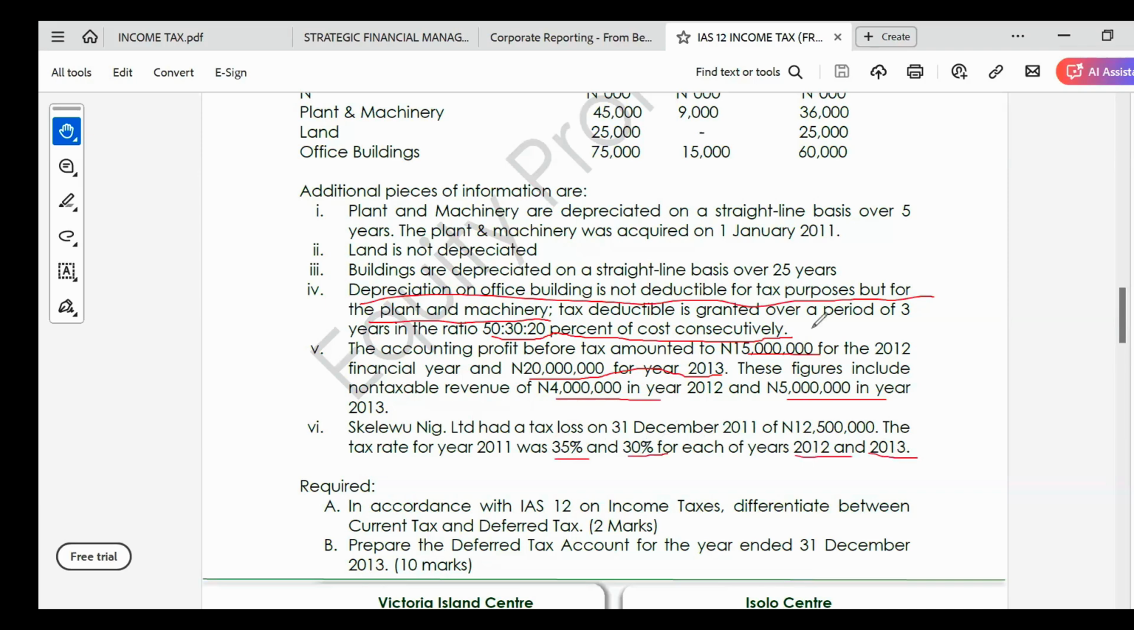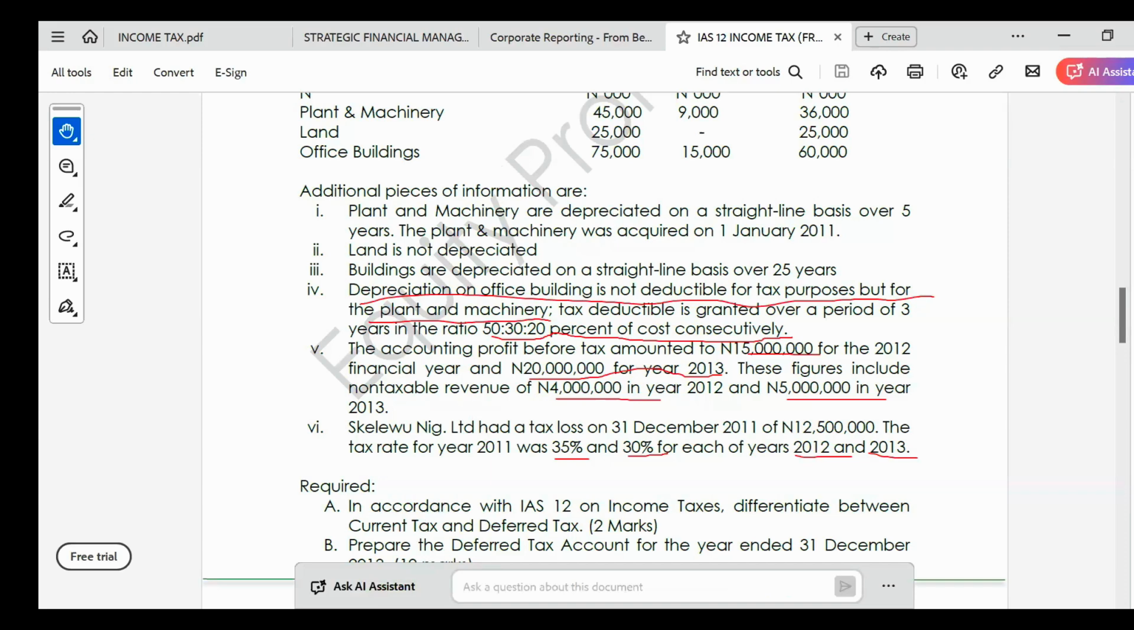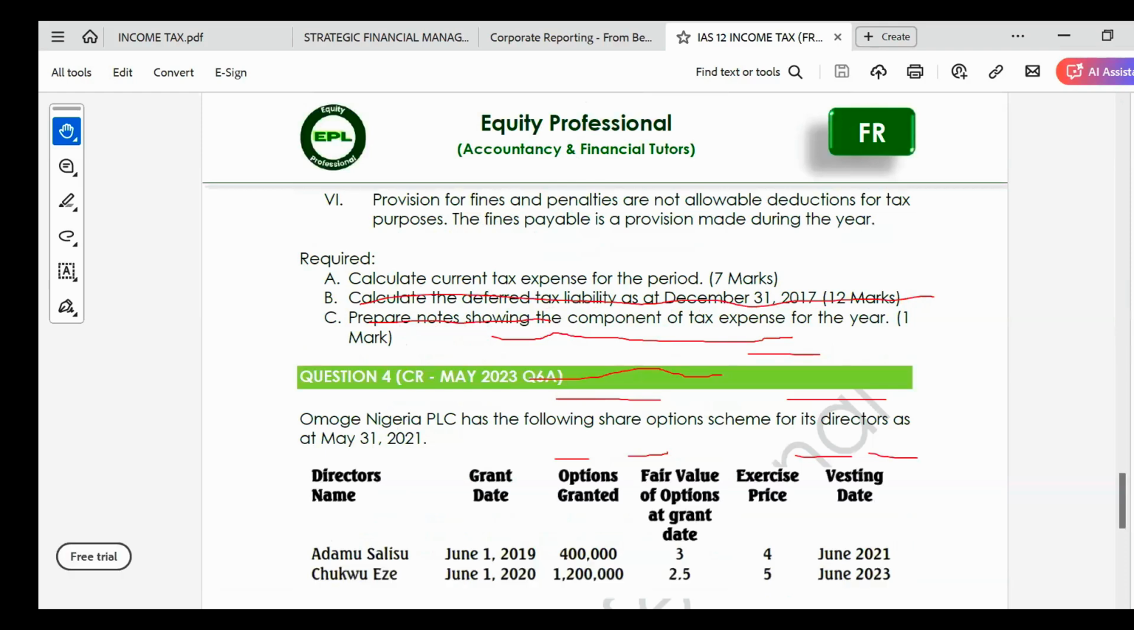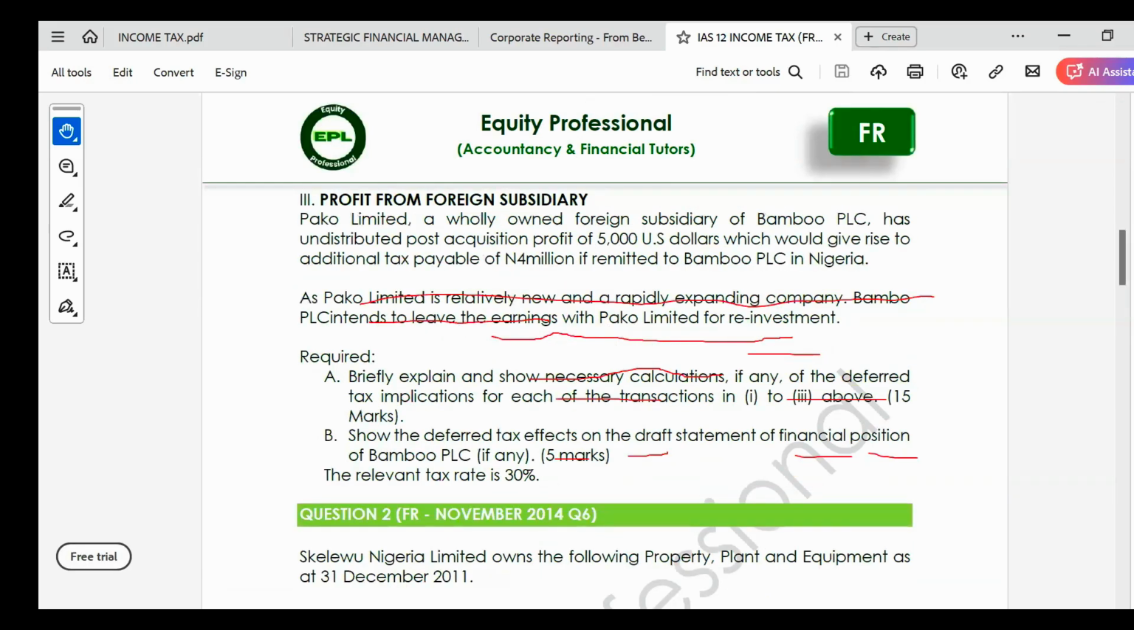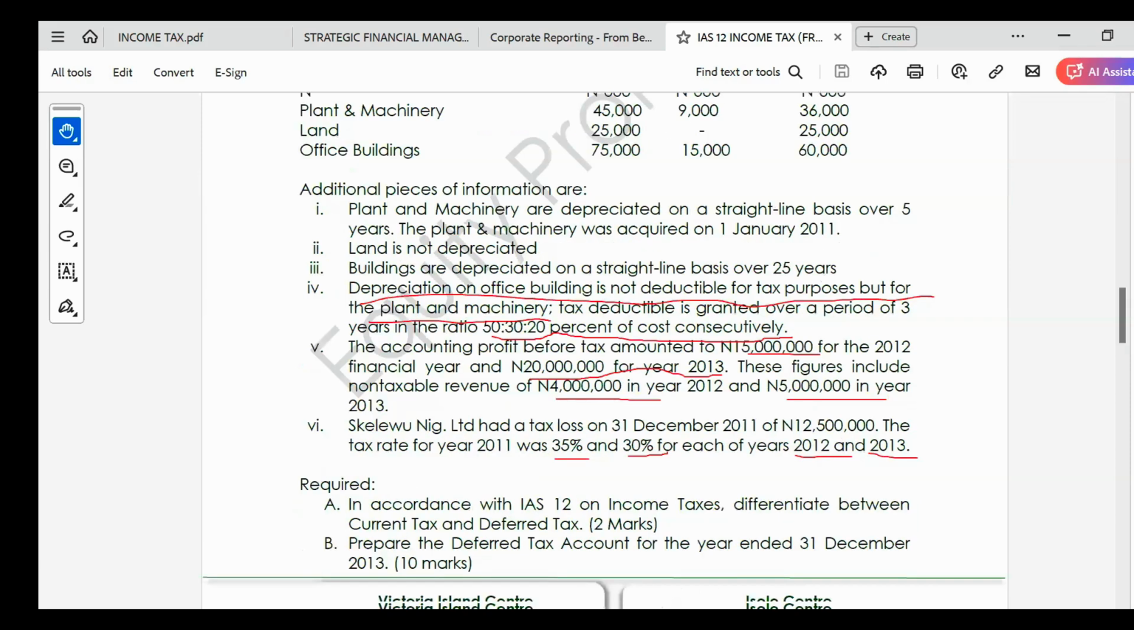We have to pick this one piece by piece. Now they say in accordance with IAS 12 on income taxes, differentiate between current tax and deferred tax. Okay, that one is for you, not for me. And then again, they said, prepare the deferred tax account for the year ended 31st December 2013. They also said we should advise the directors of Skelewu Nigeria Limited on reasons why it is necessary to recognize or make provision for deferred tax in companies' financial statements.